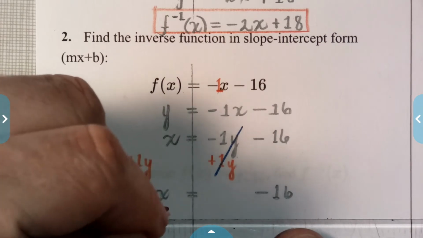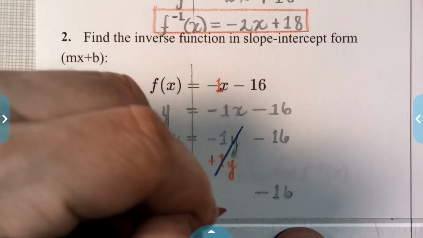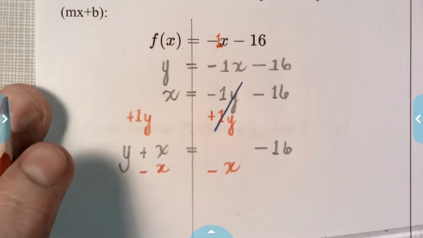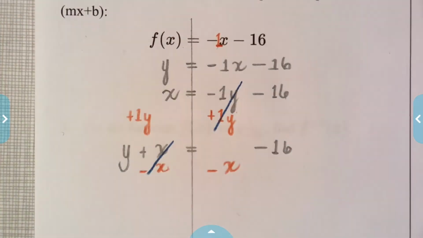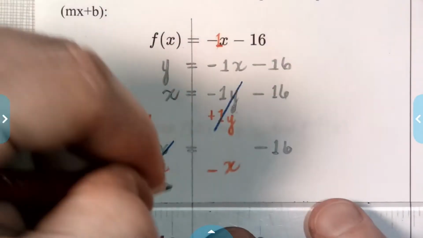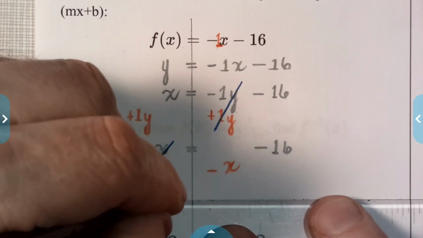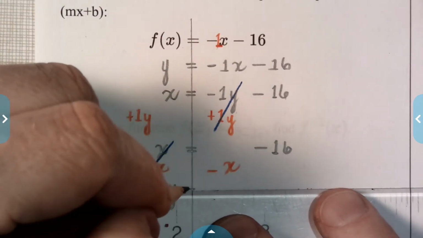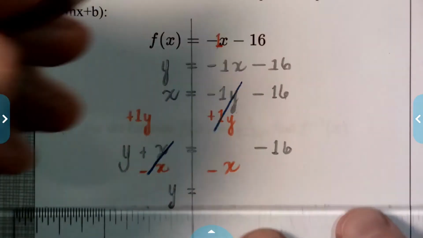Okay, and it'll fit nicely in there. Okay? So then we actually cancel these out. So now we have y by itself. y equals negative x minus 16.